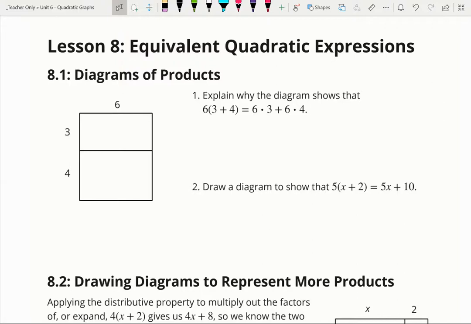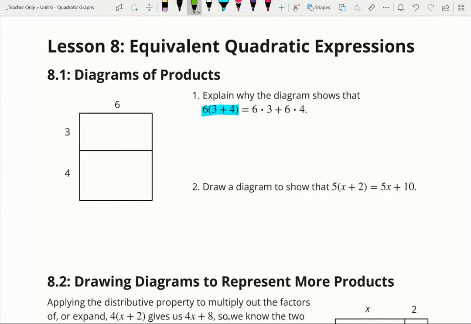Yesterday we talked about adding and subtracting polynomials, really just combining like terms. So today we're going to explore what else we can do with that. So let's start with this 8.1. It says draw diagrams of products and explain why the diagram shows that 6 times 3 plus 4 is equal to 6 times 3 plus 6 times 4.